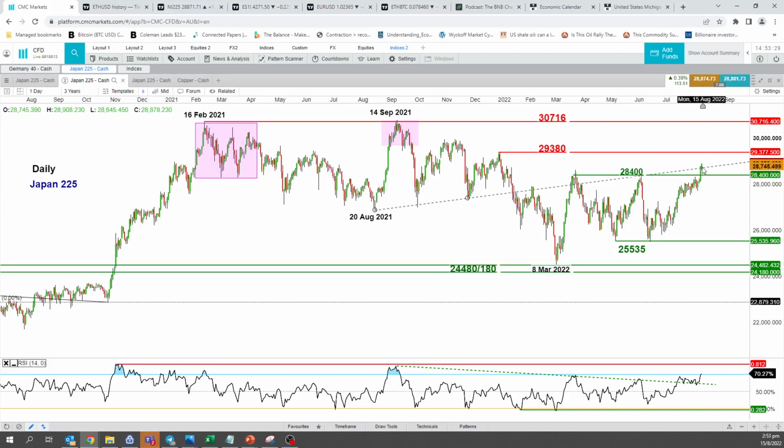So right now we can validate a push up towards the upper limit of this complex range configuration that is in place since the February 2021 swing high. Very clearly, the 14th of September swing high last year did manage to have a clear breakout above 30,716. So we are still trading in this very complex range configuration for close to a year and a half or so.